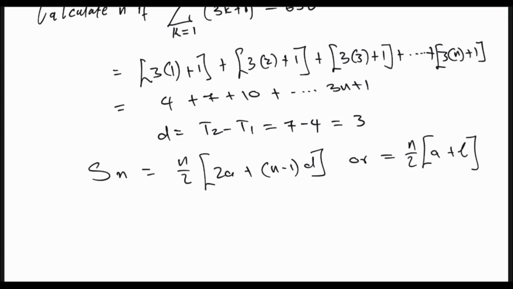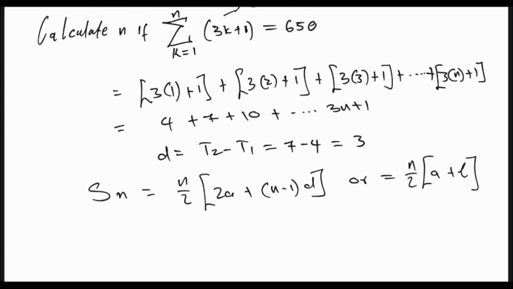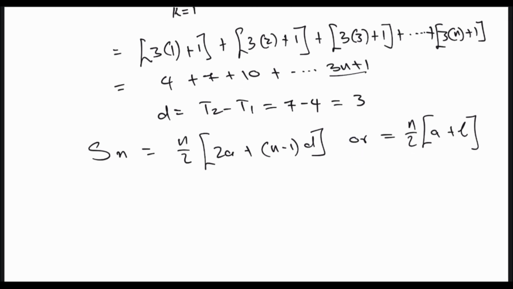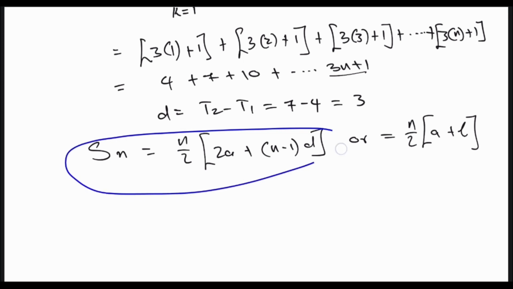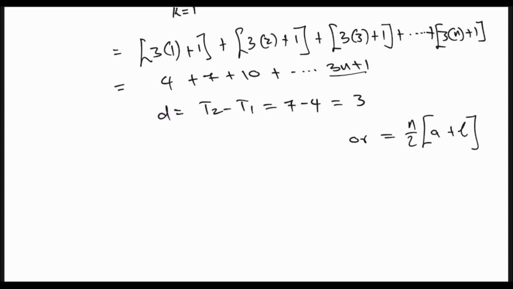All right, in this case, I would suggest that we use the second one. And the reason being, we know the value of the last term. This is the value of the last term, right? And we know the value of the first term. So let's get rid of this and work with this one.